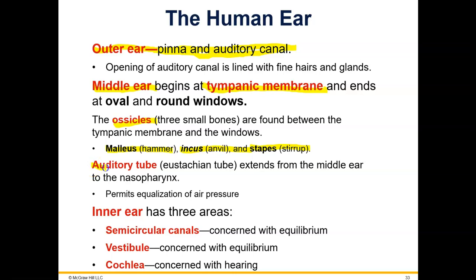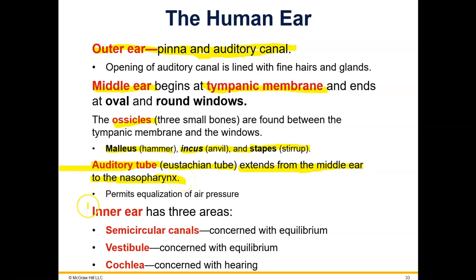The auditory tube, which is also called the eustachian tube, extends from the middle ear to the nasopharynx, and it permits equalization of air pressure. You may have noticed if you ever traveled in the higher elevations in the mountains that your ears popped, and you could hold your nose and kind of blow out while you're holding your nose, and that can sometimes cause your ears to pop, and you'll feel better. You'll notice the pressure getting better in your ears and your head. But that's the eustachian tube or the auditory tube.